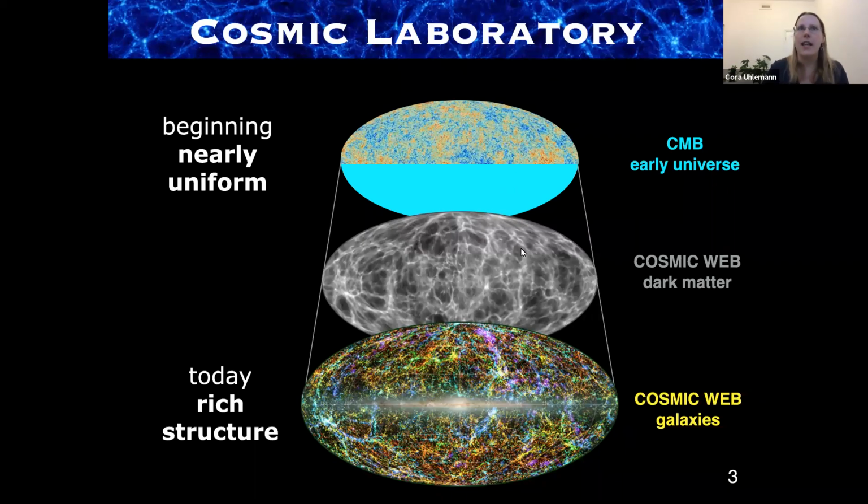And here you can see the output of a numerical simulation that is basically fixed to produce a pattern like we see today in the galaxies. And you can see that the large-scale feature of this cosmic web really corresponds to what we see in the galaxies as well.